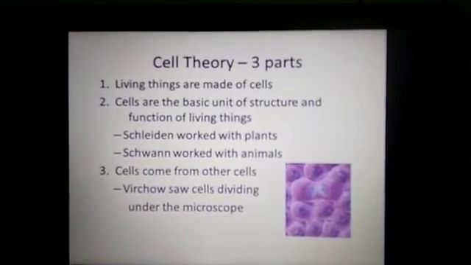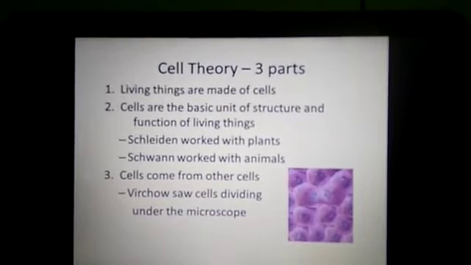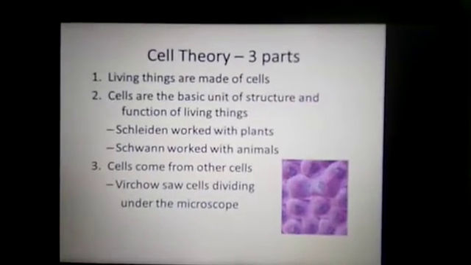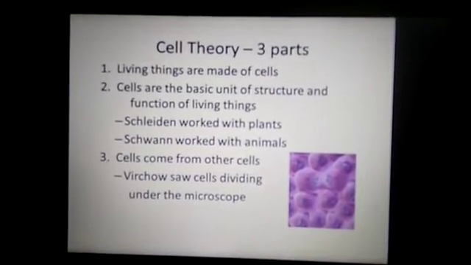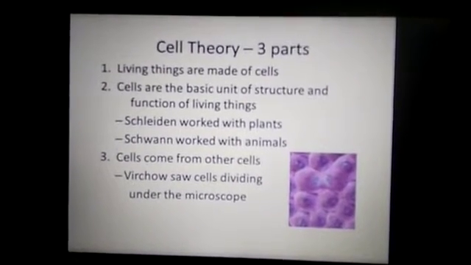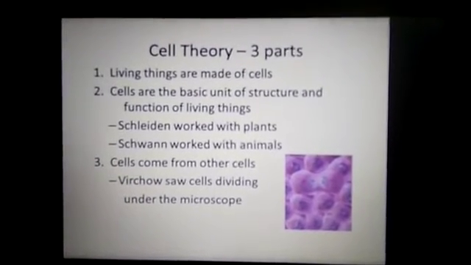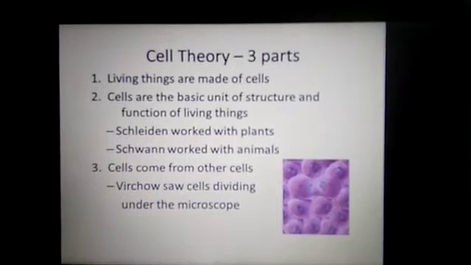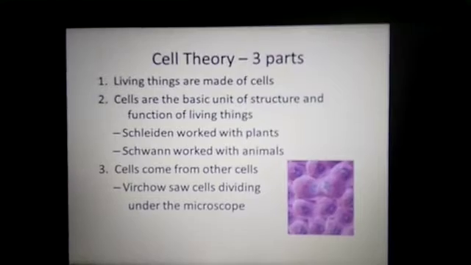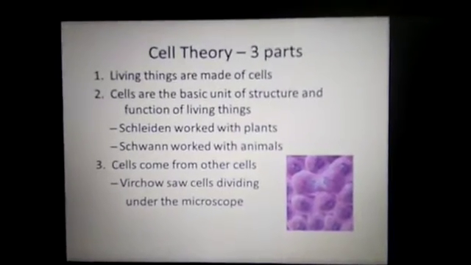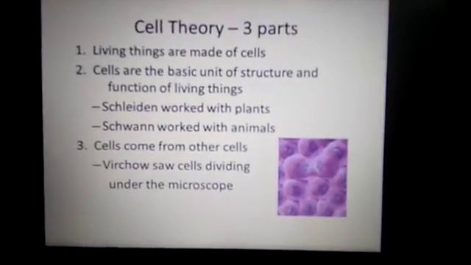And functional. What is the functional unit? Any function in the body of a frog or in a mango plant is due to activity in its cells, that is movement of enzymes, and photosynthesis occurs in the plants. This all comes under the functional unit. So Schleiden worked with plants and Schwann worked with animals, showing that cells are the structural and functional unit. And cells come from other cells. Virchow saw the cells dividing under the microscope.